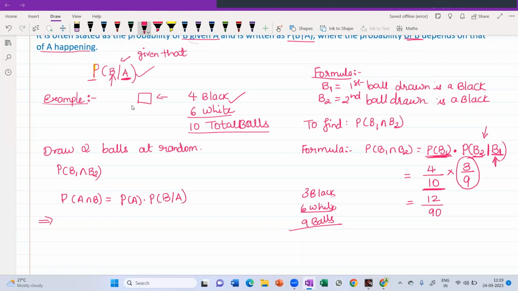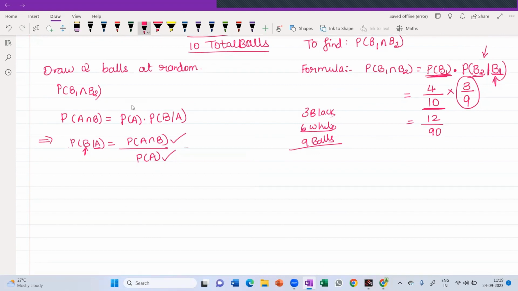But we want the formula for conditional probability, that is this. The formula is going to be probability of A intersection B upon probability of A. So this is the formula, students. Whenever we have to find the probability of any event, given that the first event has already occurred, the formula is probability of the intersection of both events upon probability of the event which has already taken place.